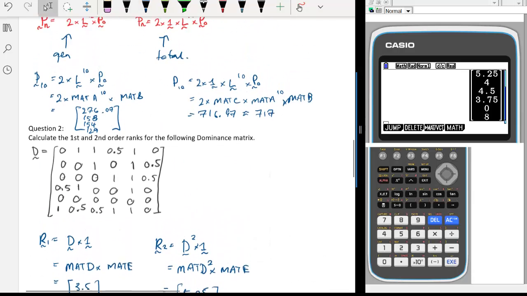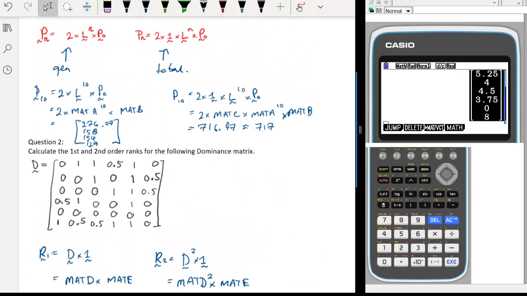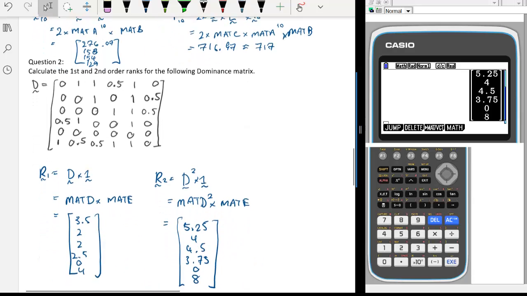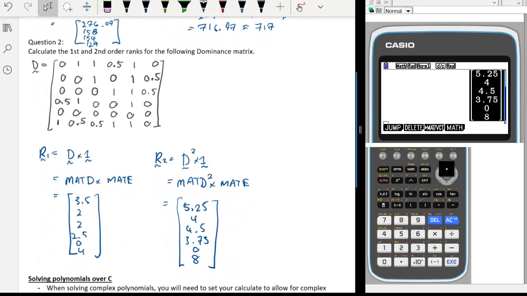Alright, so working with higher order matrices, I really recommend using that matrix vector menu. It's much quicker, particularly when you're having to redo calculations.